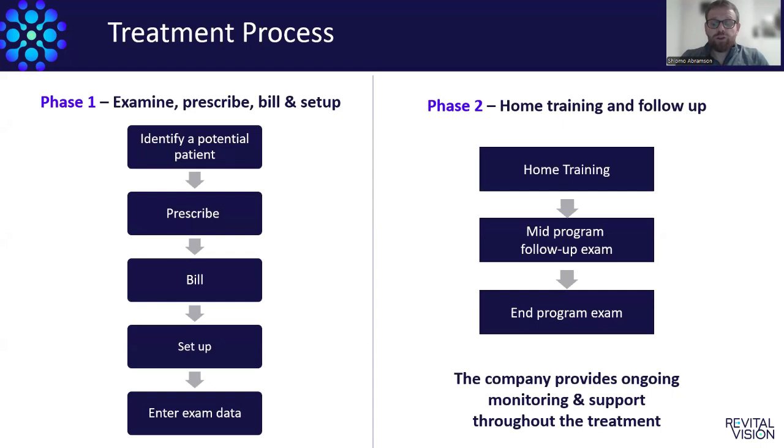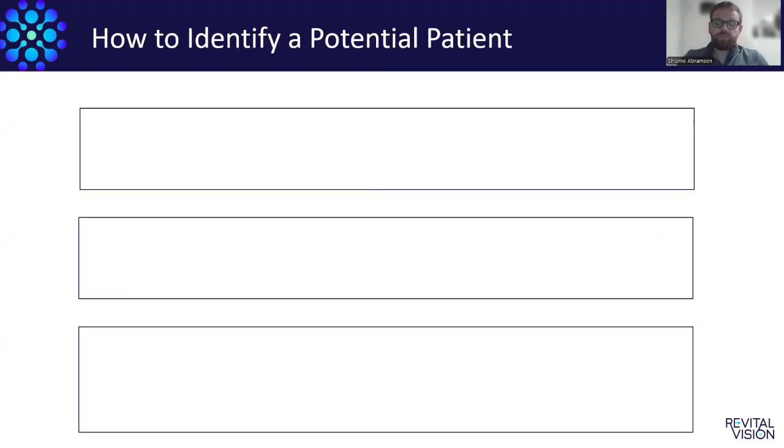Phase 2, the training. After setup, the patient will receive an automatic welcome email with their login information and training instructions and can begin home training. Halfway through the program, the patient will return to the clinic for a quick follow-up exam and once more at the end of the training program. Throughout the training, Revital Vision provides remote support and monitoring for the patient.